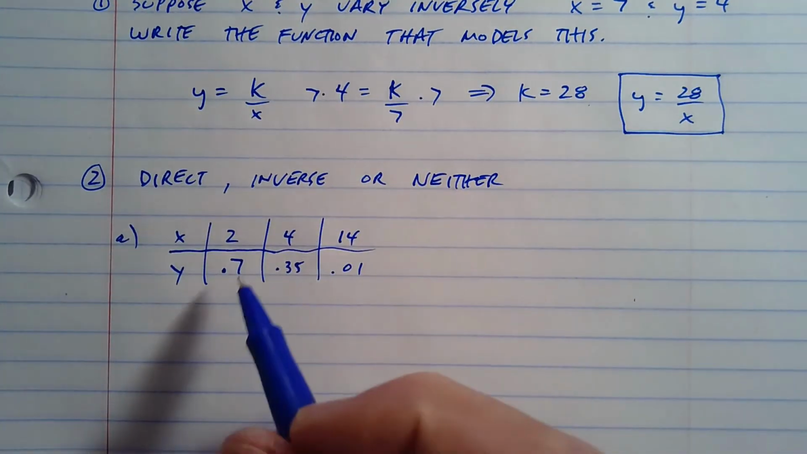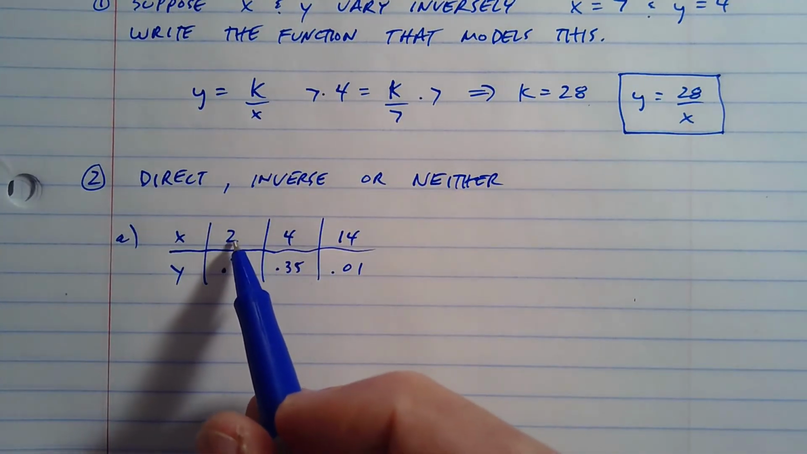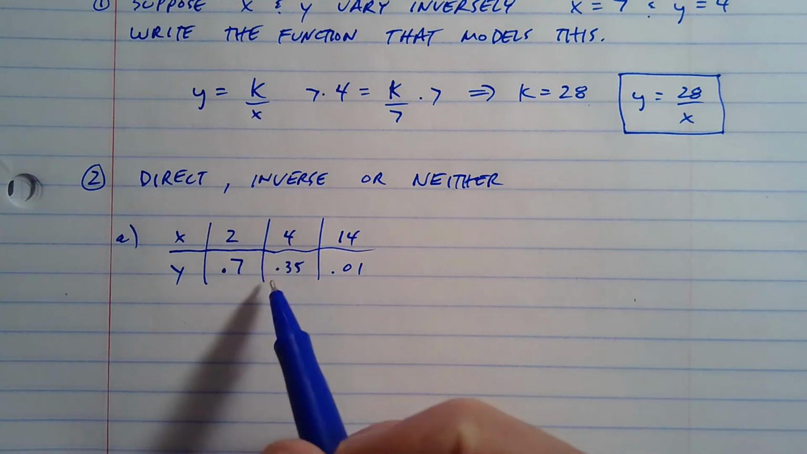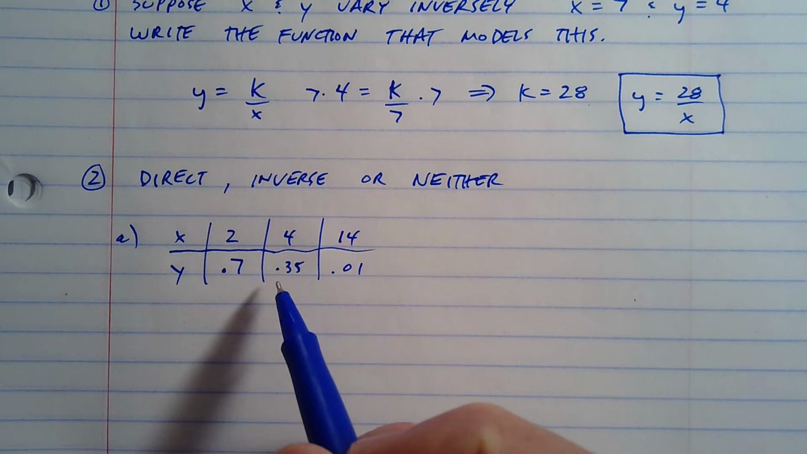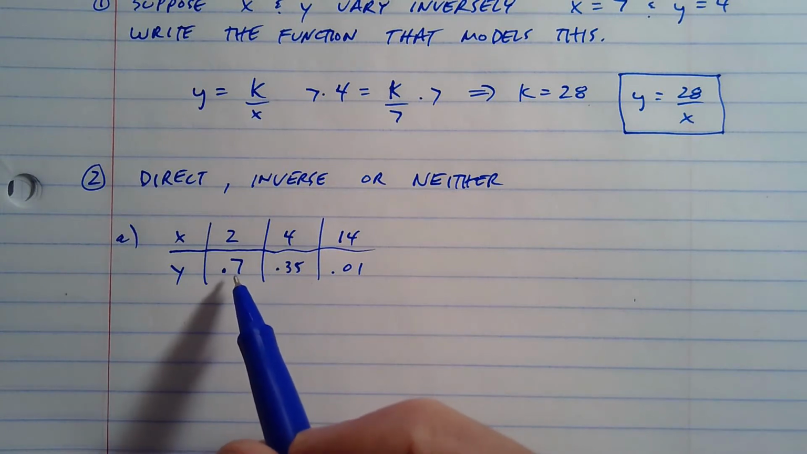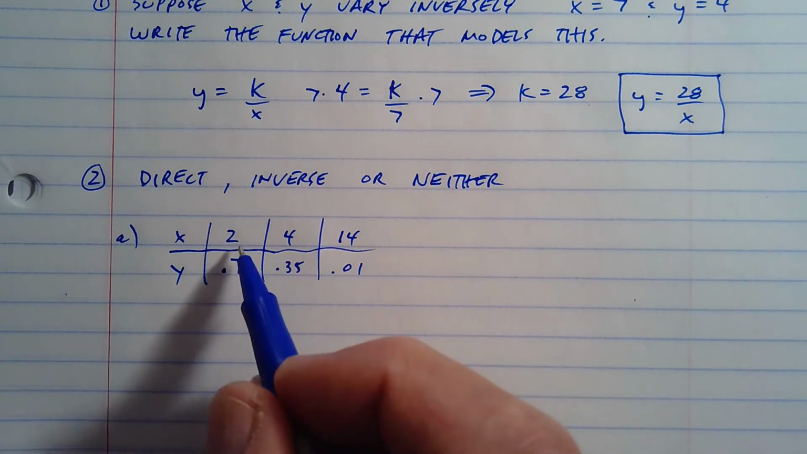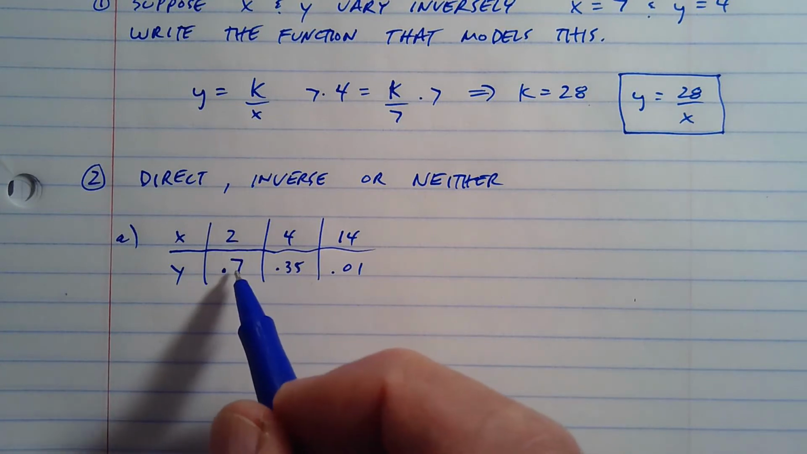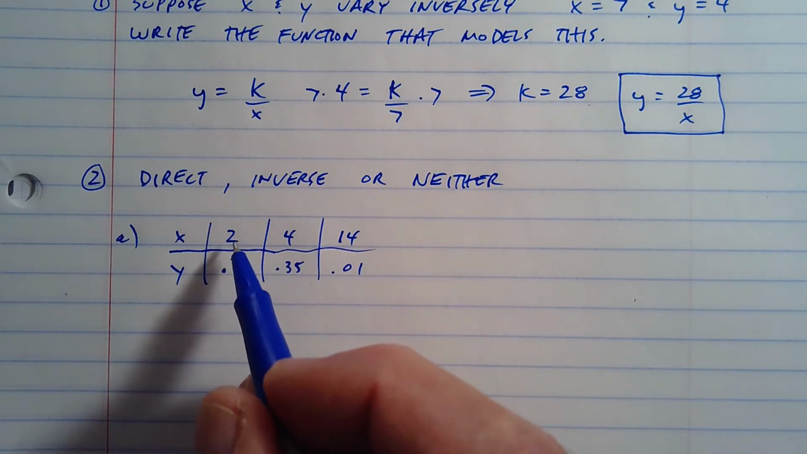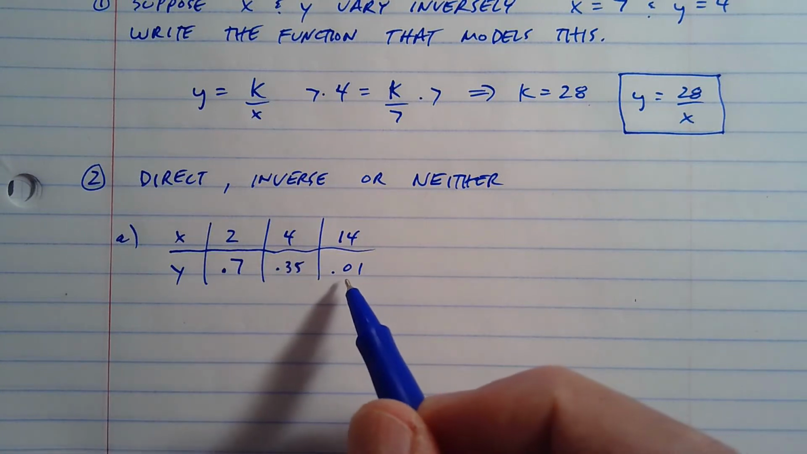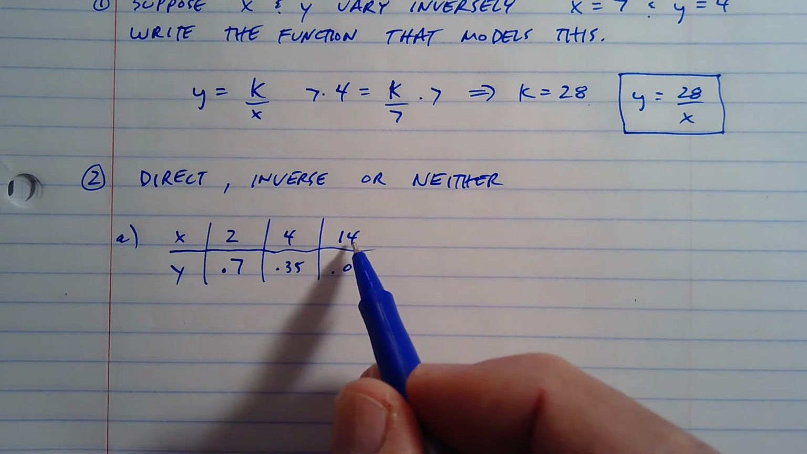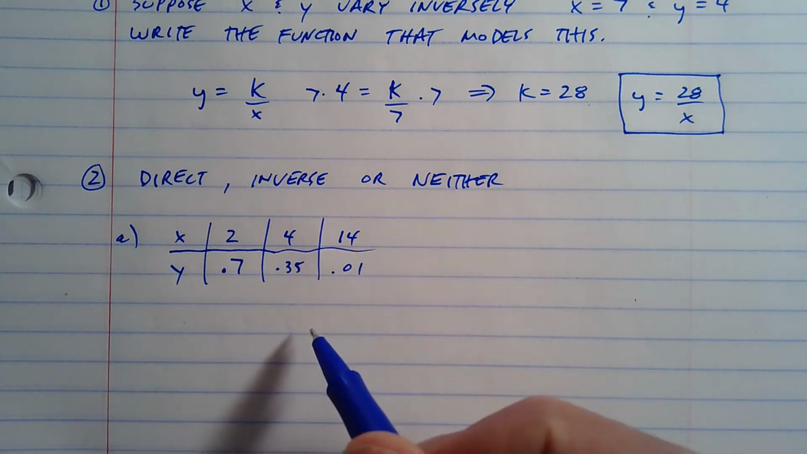Now, am I multiplying the x by something and getting y? Am I multiplying by the same thing each time? That's not working. So the next trick is try the division. If I divide 0.7 by 2, if I divide 0.35 by 4, if I divide 0.01 by 14, or maybe neither of them work. So you just got to look.